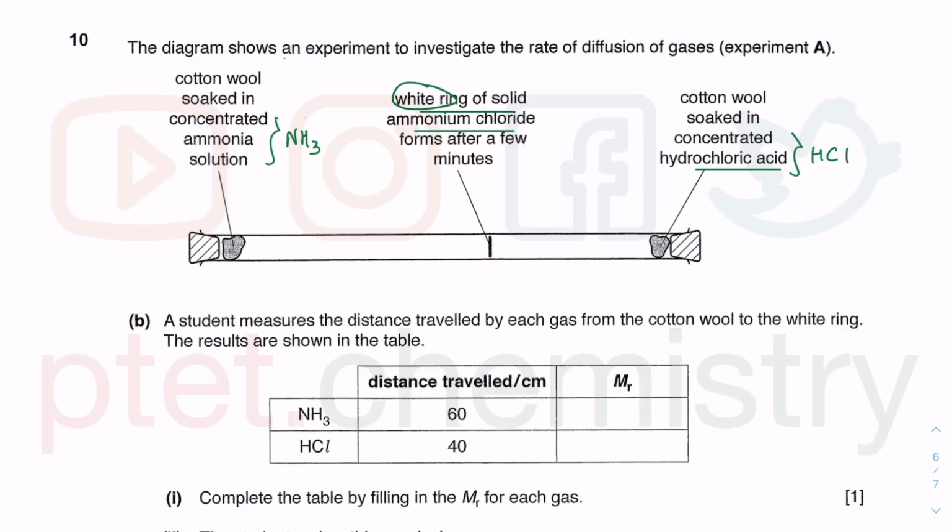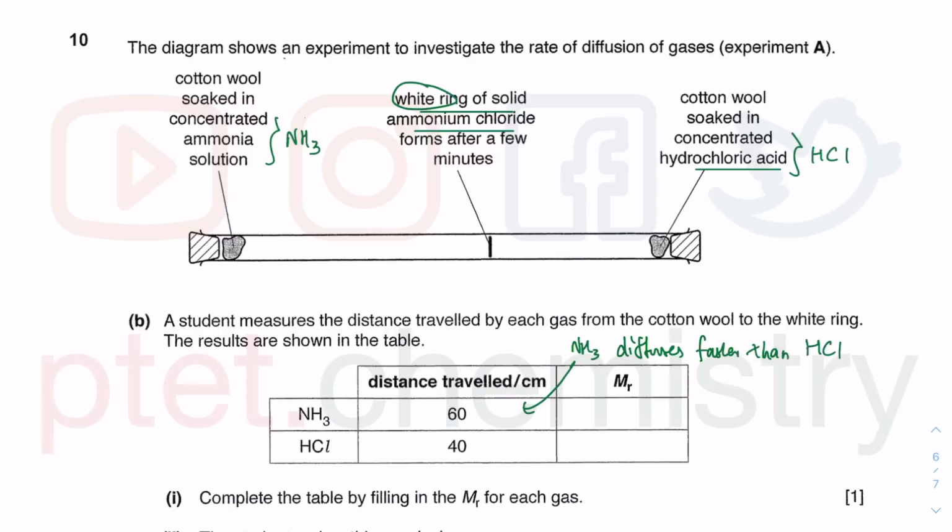This is the distance travelled. So the ammonia travels a greater distance. That means at the same time, ammonia travels a greater distance. That's because ammonia diffuses faster. So the NH3 diffuses faster than the HCl.